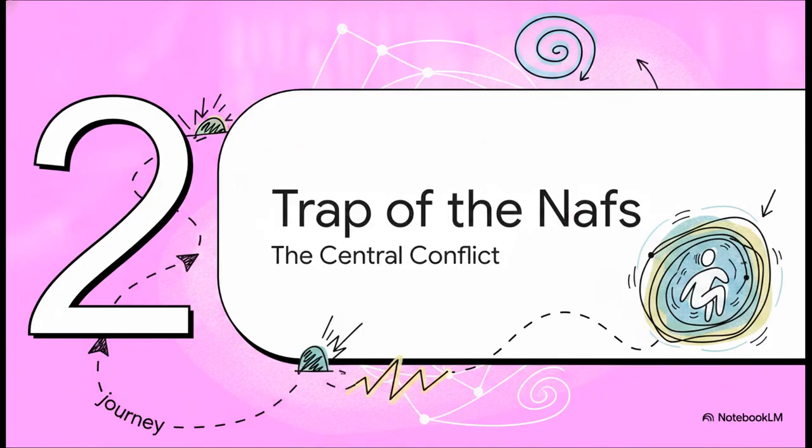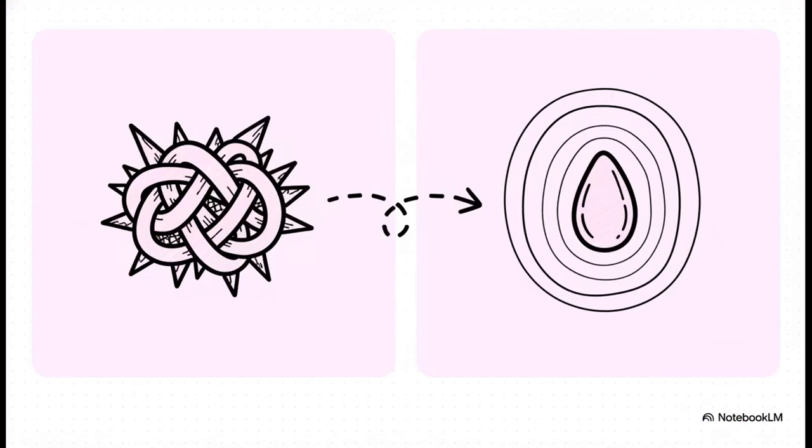Moving on to Section 2, the trap of the Nafs. Now, what's really interesting here is the stark contrast between two fundamental states of the human operator inside the system. On one side, you've got the killer Nafs at coordinate 530. The source describes this as the topological error of the ego.